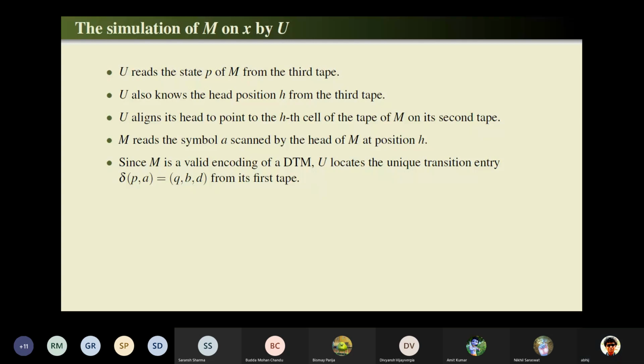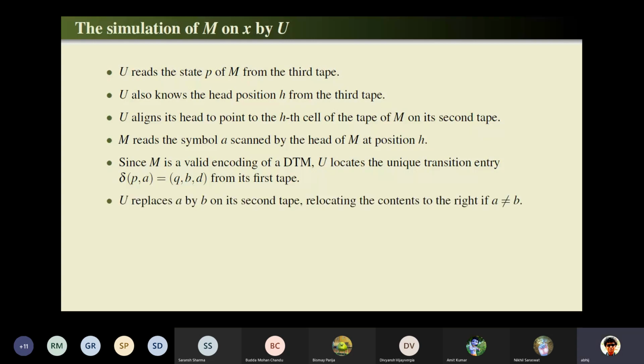So once again, it locates the 0 power P, 1, 0 power A entry on the first step. P is known, A is known. So it now scans the first step, finds out what Q is, what B is, and what D is. Then it replaces A by B. Actually, 0 power A by 0 power B. This is how we have encoded things.